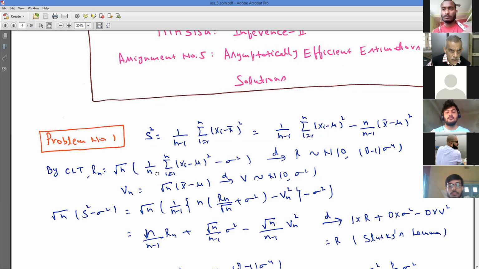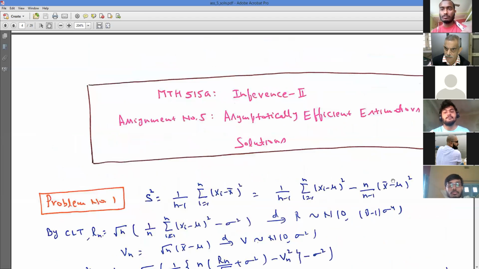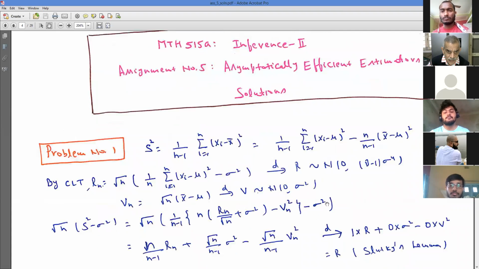So I know Rn goes to this thing. Fine. So I'll write this down in terms of Rn. But before that, let us see this also. I know root n (X bar minus mu) goes to something, right? So I define Vn as root n (X bar minus mu), which goes in distribution, by the central limit theorem, to normal 0, variance of Xi, which is sigma square. This is the usual central limit theorem for X bar. Is that okay?